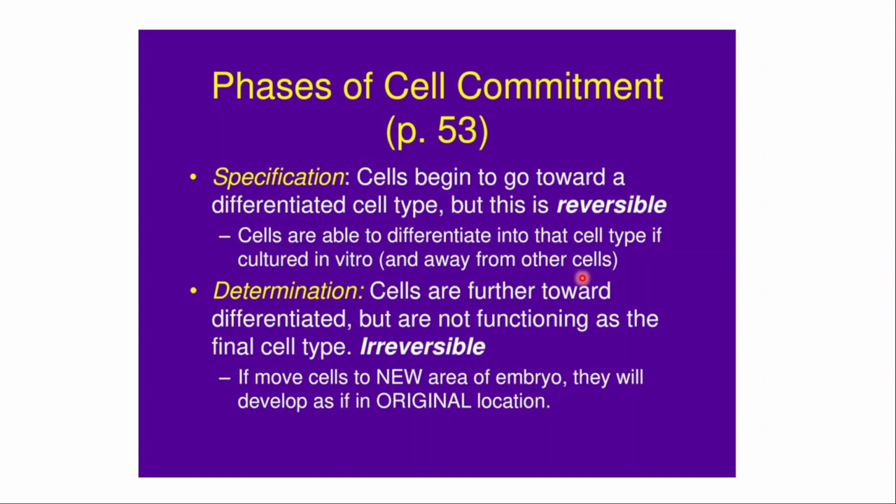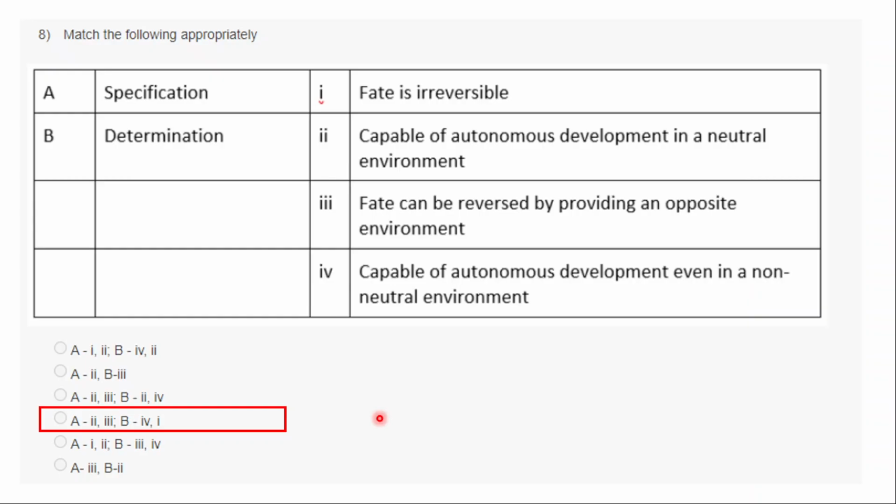But what happens in determination, which comes as the next phase after specification, is that cells are further toward differentiated but are not functioning as the final cell type. It means it has reached an intermediate where it cannot come back again, but it has not even reached the final cell type. But this process is irreversible. Once a cell is determined, if you move cells to a new area of the embryo, they will develop as if in the original location. Now that a cell has been determined to become a blood cell, you move it to any new environment, it will still form what it has to form. That's why in determination we have capable of autonomous development even in a non-neutral environment.